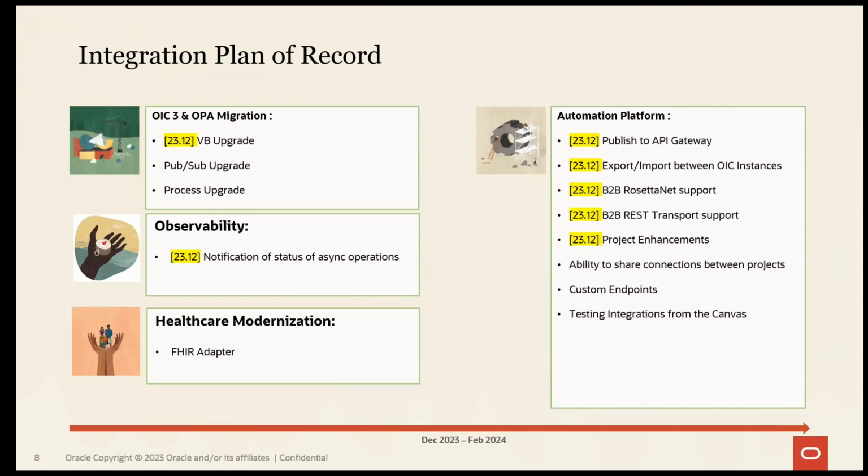That's on the roadmap for one of the next releases, as well as the process upgrade. So many of our Gen 2 customers have been using process, and of course, to give those customers a transparent upgrade to process within OIC3.